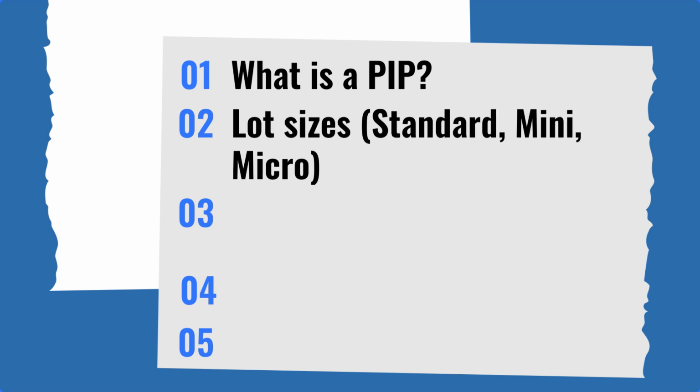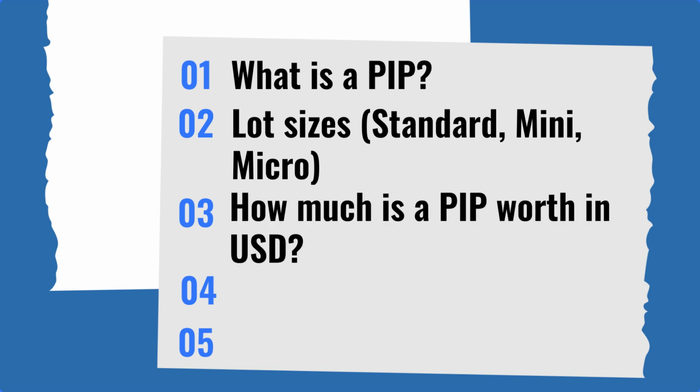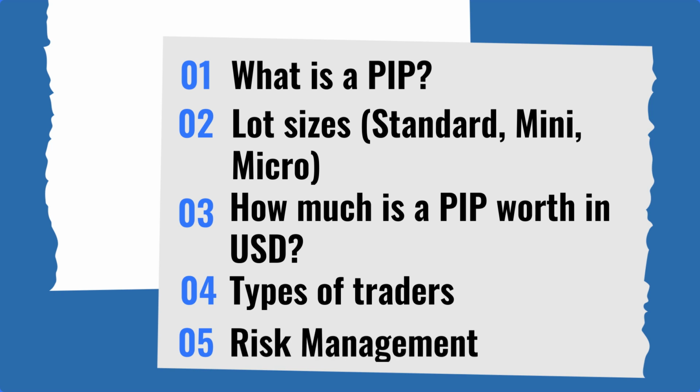In today's session, we will cover 5 important topics. First, what is a pip and why it matters in trading. Second, the different lot sizes: standard, mini, and micro. Third, we will calculate how much a pip is worth in USD. Fourth, we will explore the types of traders according to time frame, like scalpers, day traders, swing traders, and position traders. Fifth, we will introduce the basics of risk management to protect your capital.